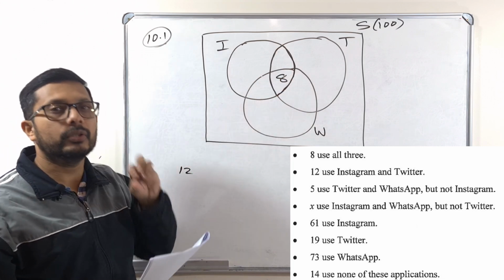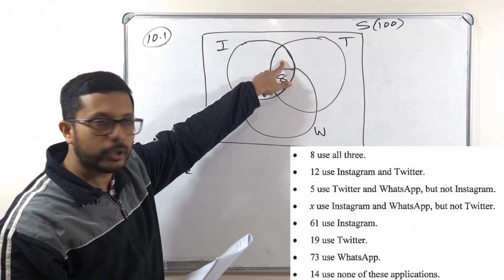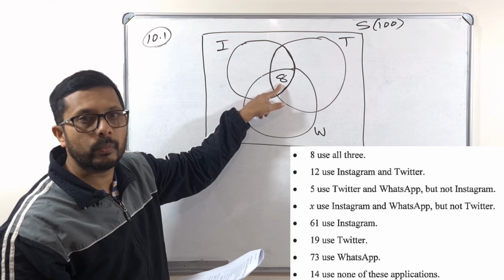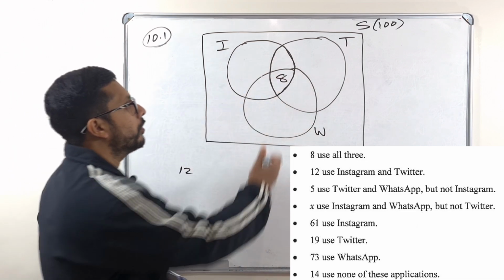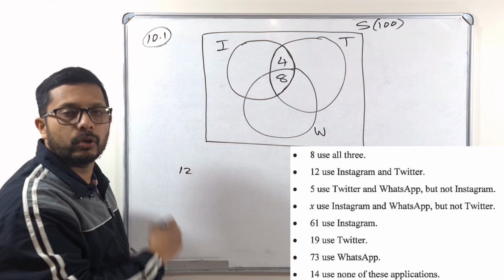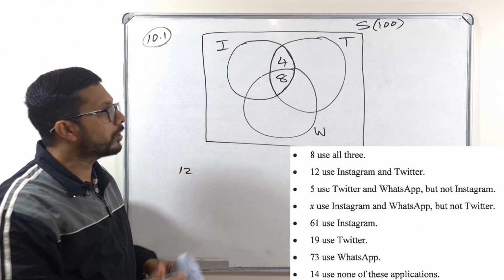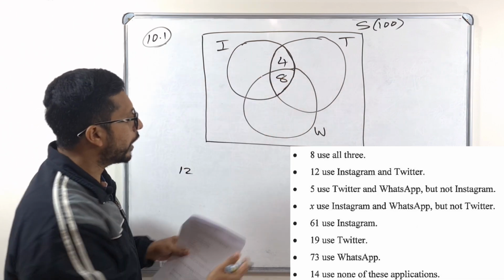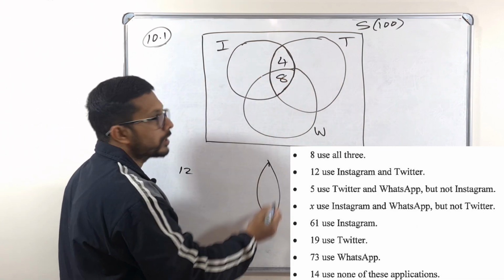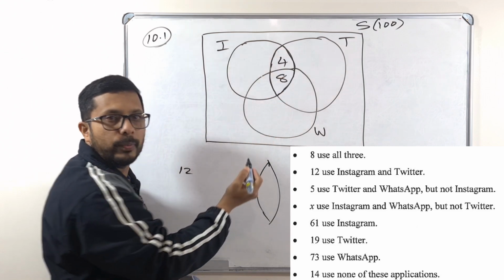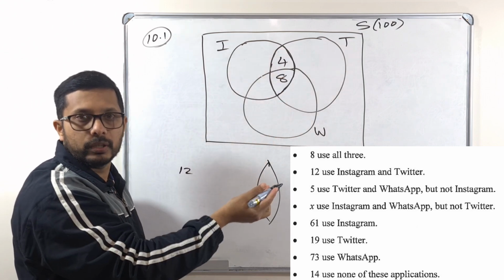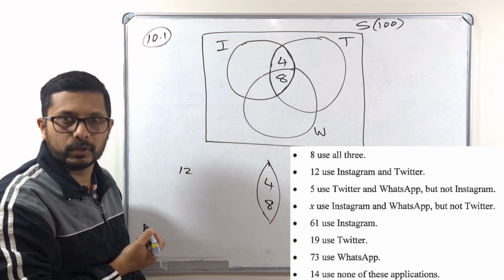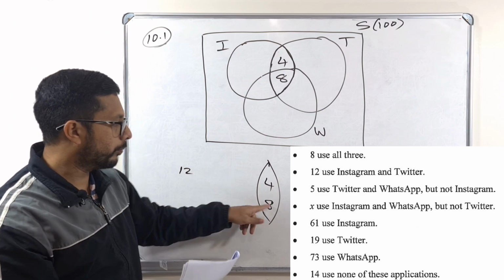Don't write 12 here, because in that space 8 is already there. So how many remaining to get 12? You have to write 4 remaining. 12 minus 8, that is 4. Now look at this common space for Instagram and Twitter. 8 is here and 4 is here. Total how many in that common space? 12. Am I right? 8 plus 4, 12.